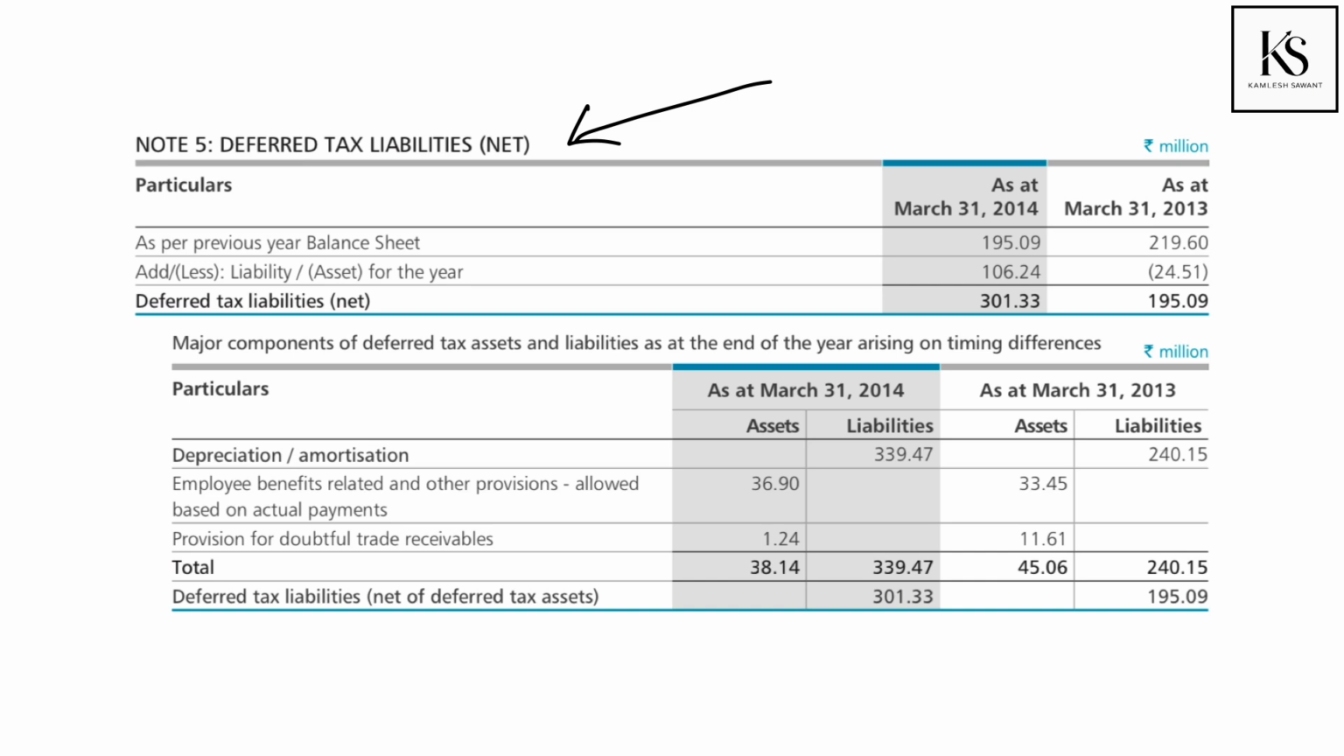The last line item within the non-current liability is the long-term provisions. Long-term provisions are usually money set aside for employee benefits such as gratuity, leave encashment, provident fund, etc.